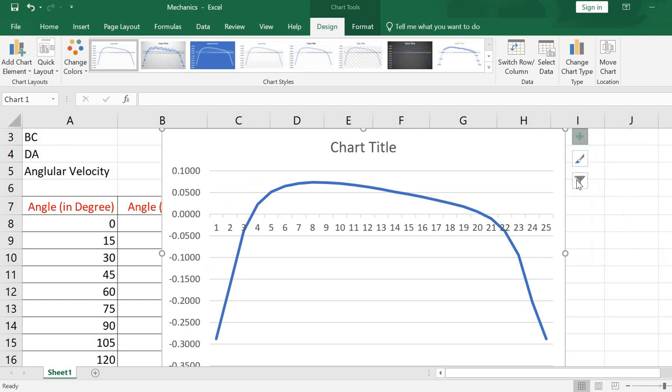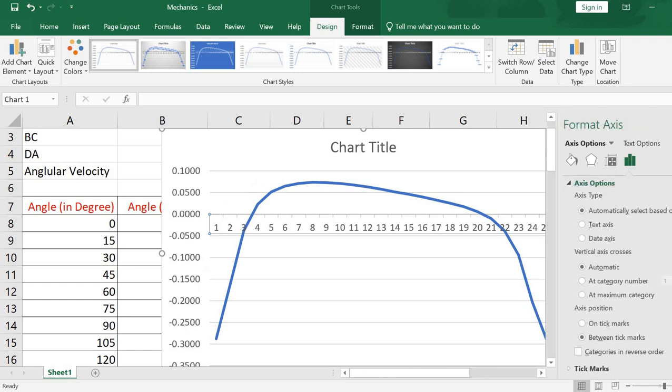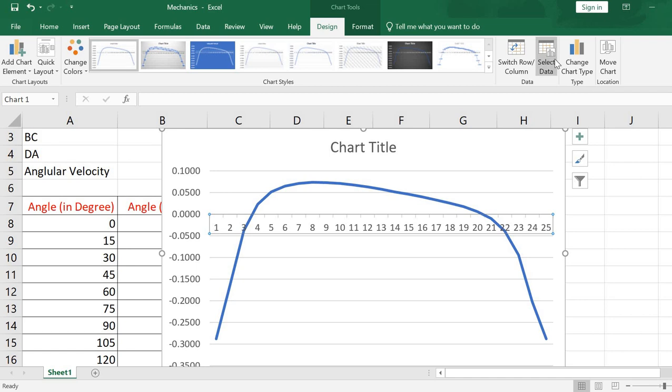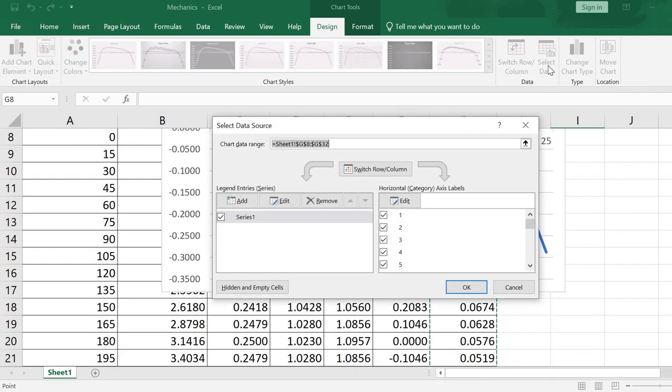So go to the more options. I couldn't find it over here. Okay, let's see at the top. Here there's a button called select data. Just go to that, select data.